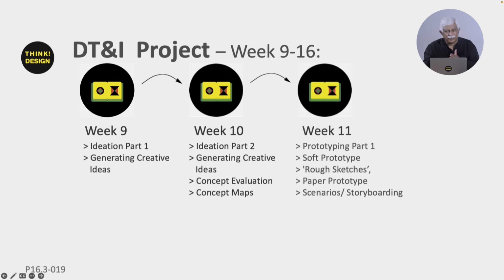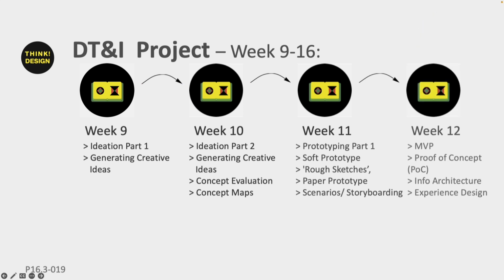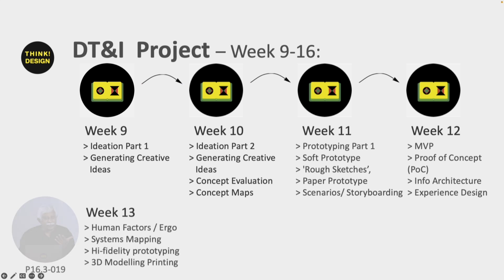Then went into making prototypes. This was the start of the prototype with soft prototyping, rough sketches, paper prototypes, scenarios and storyboarding. Week 12 was minimum viable product, proof of concept, information architecture and experience design. Week 13 was with human factors, systems mapping, high fidelity prototyping, and also doing 3D modeling and printing.